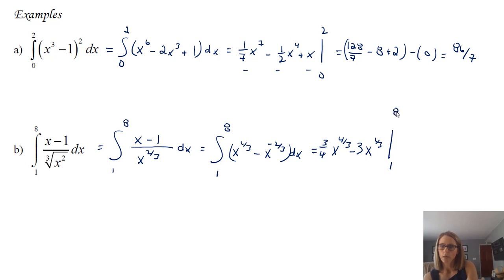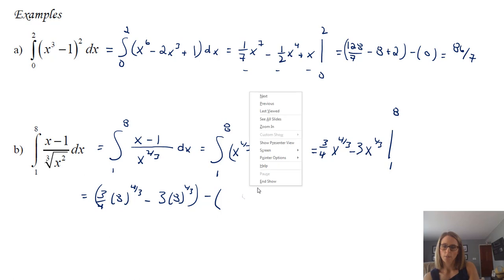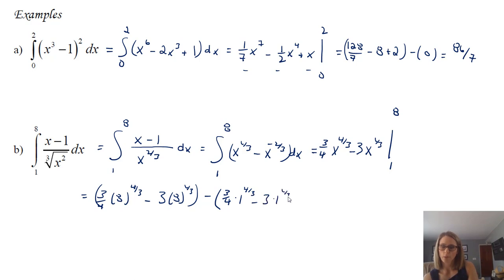Okay, so from 1 to 8. Now we just need to evaluate. So we have 3/4 times 8 to the 4/3 minus 3 times 8 to the 1/3, and then we subtract what happens when we put in 1: 3/4 times 1 to the 4/3 minus 3 times 1 to the 1/3. I do expect, especially now, the ability for students to show me the work that's being done here.